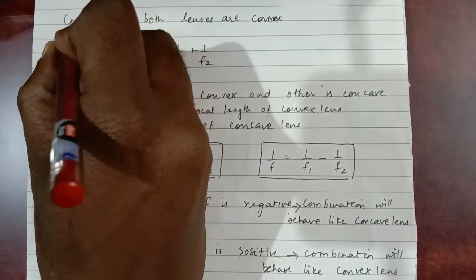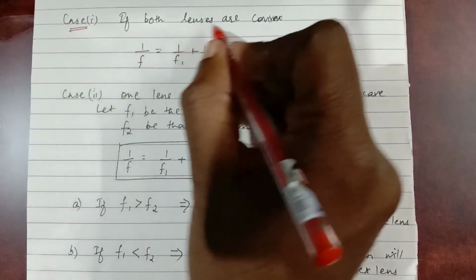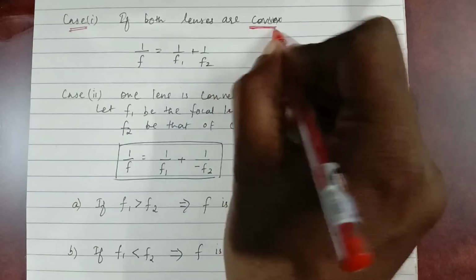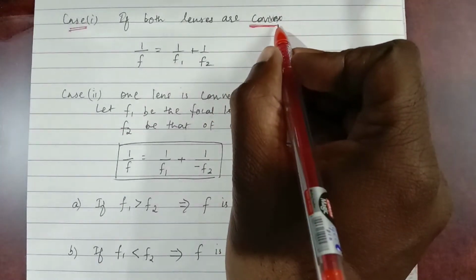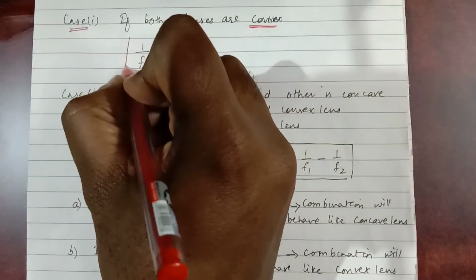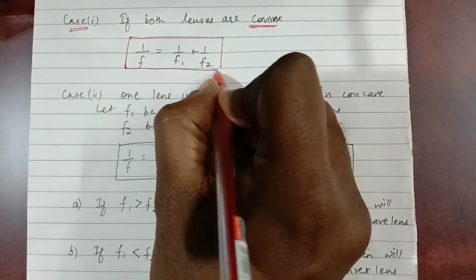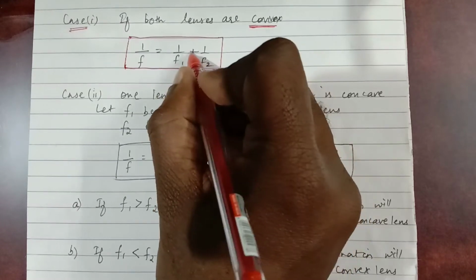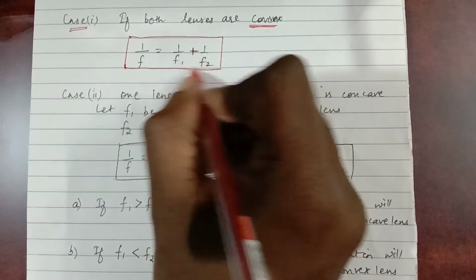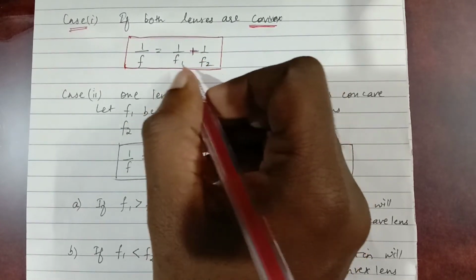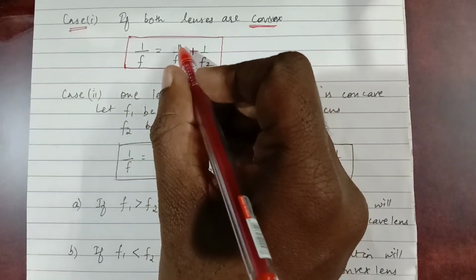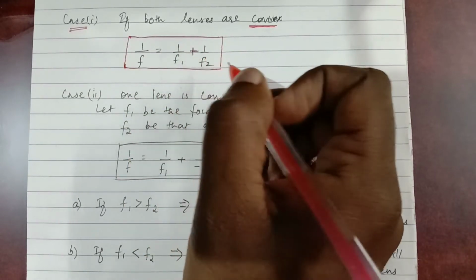See, case 1. We derived this when both lenses were convex. So the result was the combined focal length 1 by f is equal to 1 by f1 plus 1 by f2. Here it is plus. When both lenses are convex, the combined focal length is 1 by f1 plus 1 by f2.